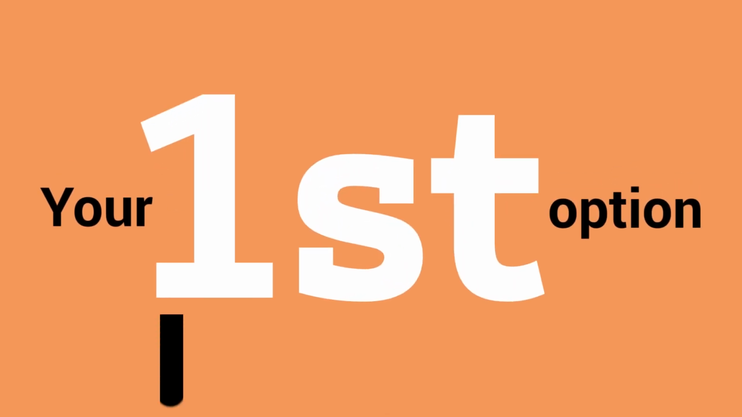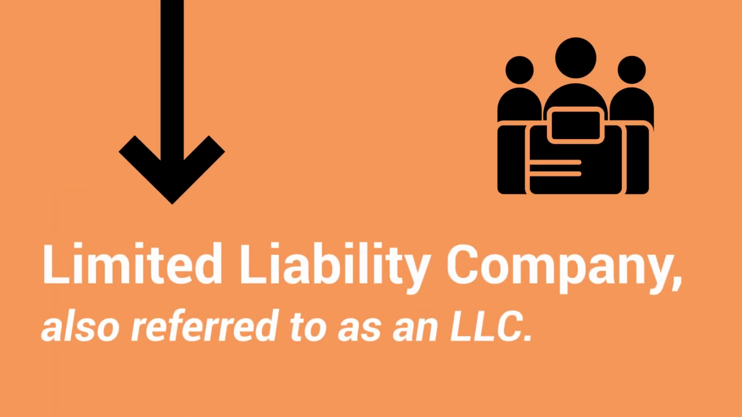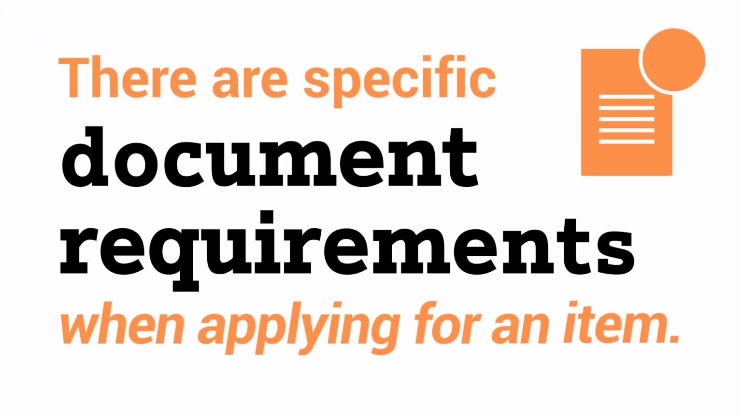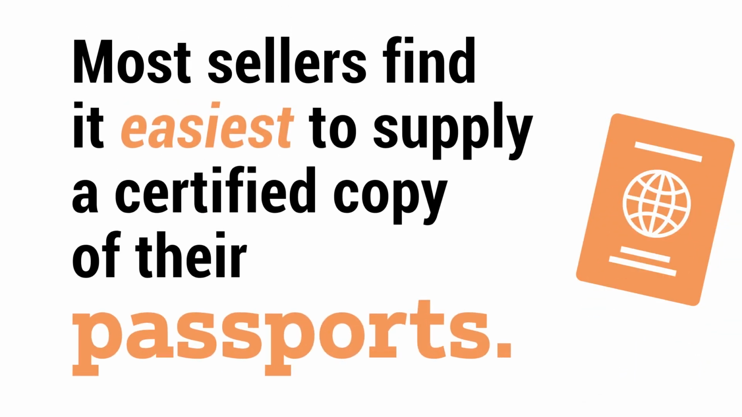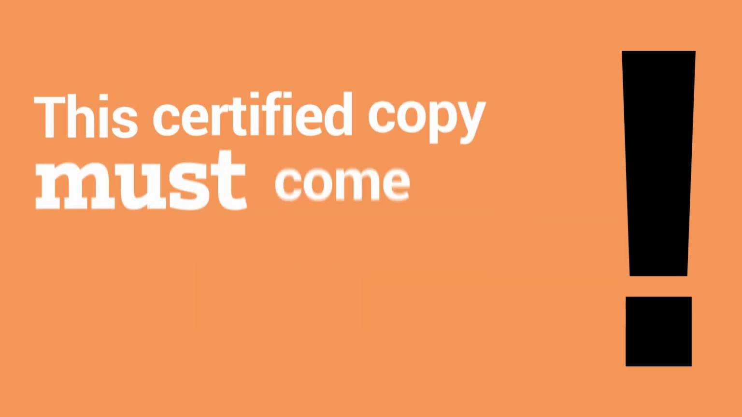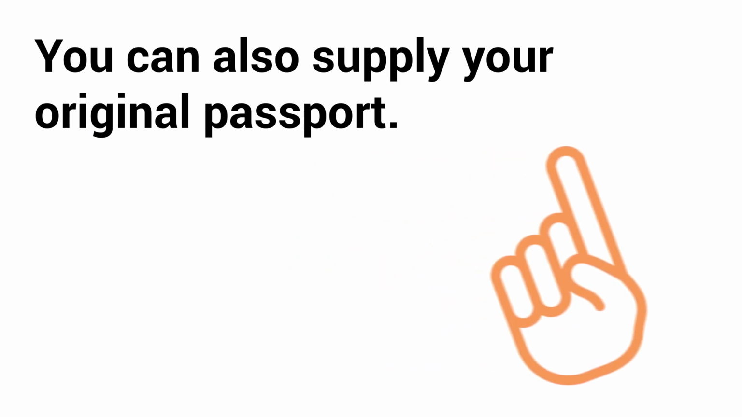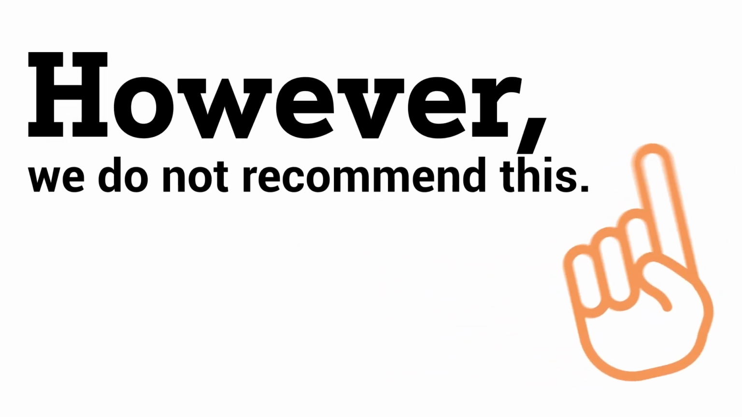Your first option is a limited liability company, also referred to as an LLC. An LLC can have one or more members, as a sole member or multi-member LLC. All members would need to apply for an Individual Taxpayer Identification Number, known as an ITIN. There are specific document requirements when applying for an ITIN. Most sellers find it easiest to supply a certified copy of their passports. It is important to know this certified copy must come from the issuing body. You can also supply your original passport. However, we do not recommend this.